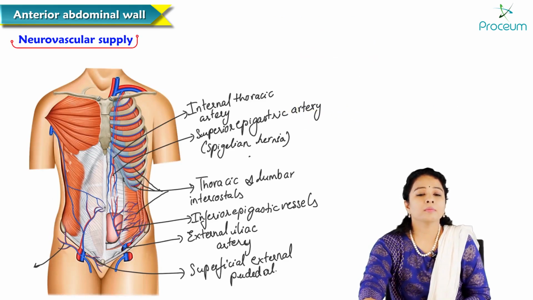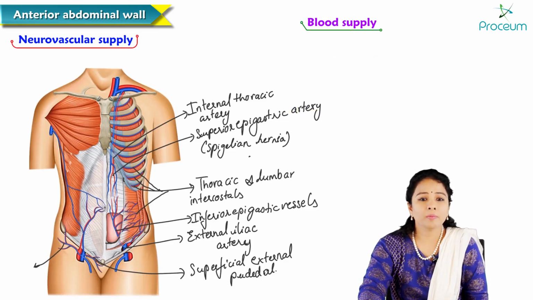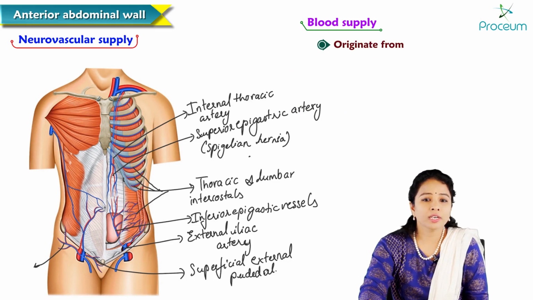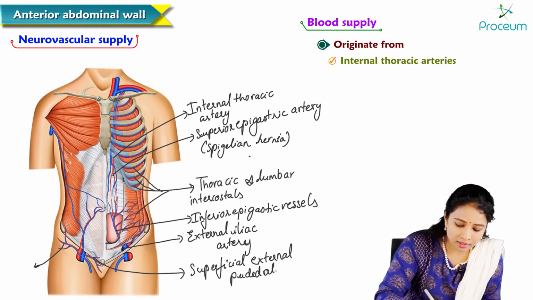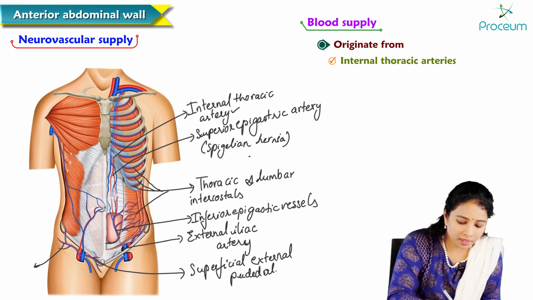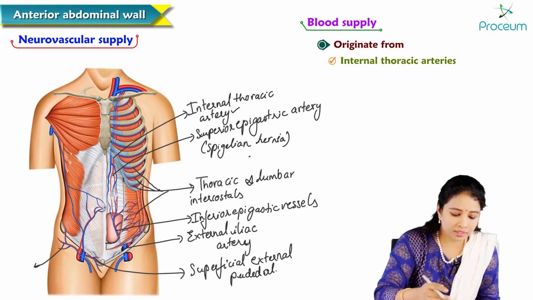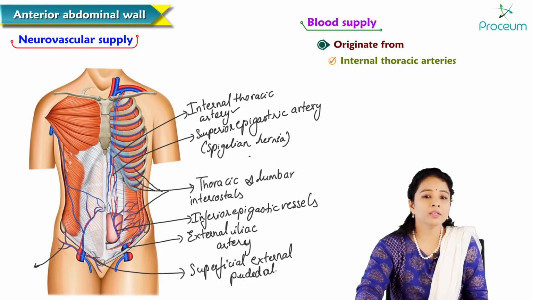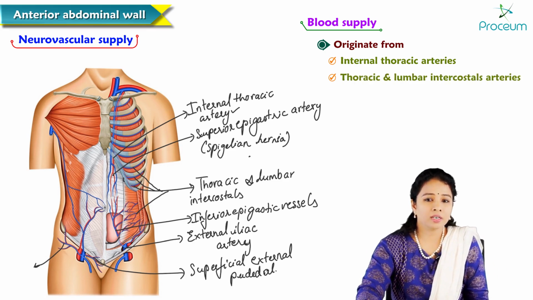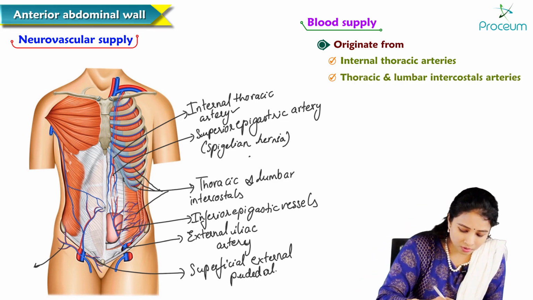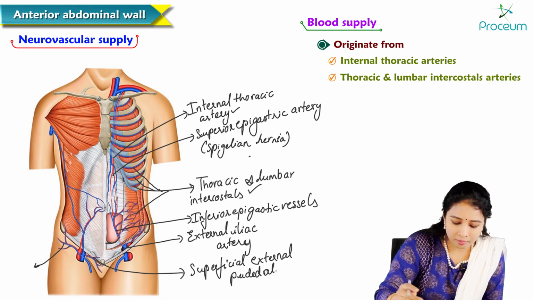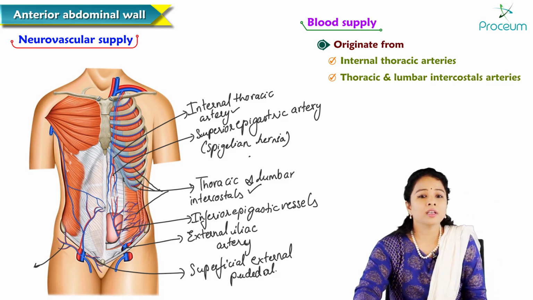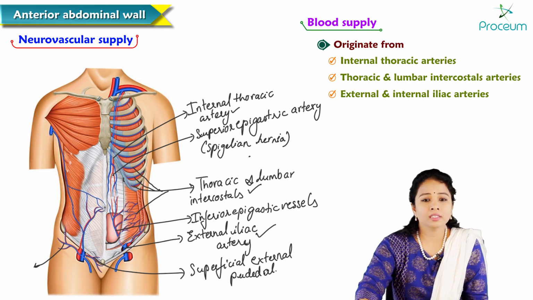Neurovascular supply, blood supply. The blood vessels supplying the abdominal wall originate from the internal thoracic arteries. The internal thoracic artery is here, which is a branch of the first part of the subclavian artery, descending down. And we can see the thoracic and lumbar intercostal arteries, external and internal iliac arteries, and also branches from the femoral arteries.